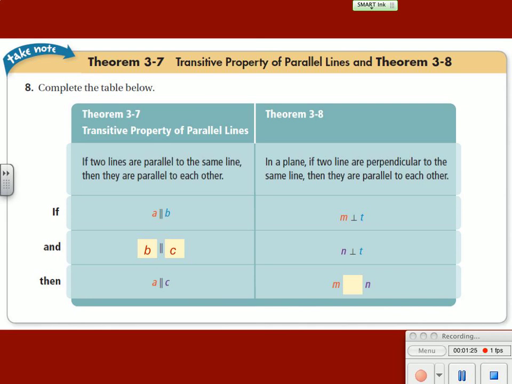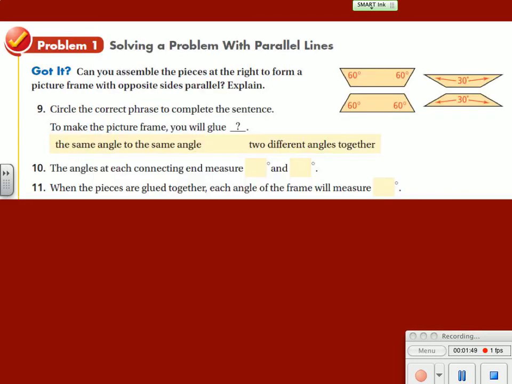In a plane, if two lines are perpendicular, so if M is perpendicular to T, the little upside down T symbol, that means perpendicular, and N is perpendicular to T, then obviously M is parallel to N. So symbols are important, and the two symbols we're learning today are the two lines side by side means parallel, and the upside down T means perpendicular.